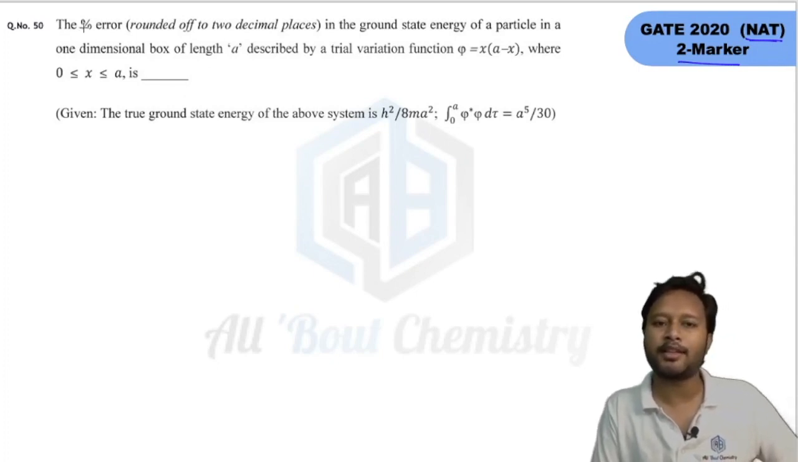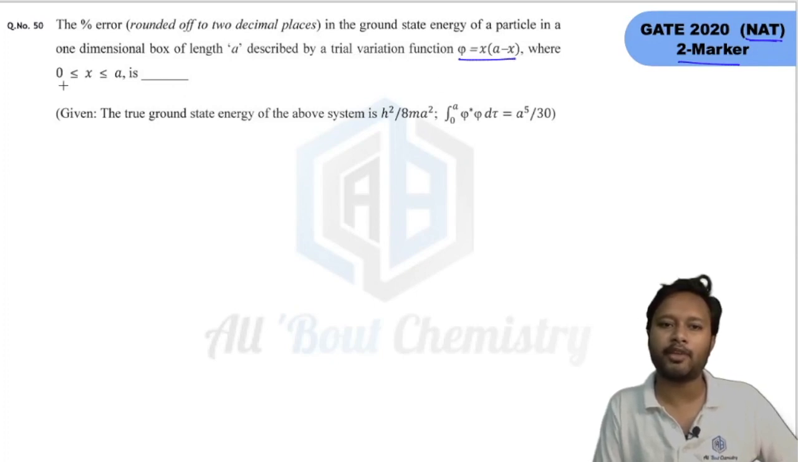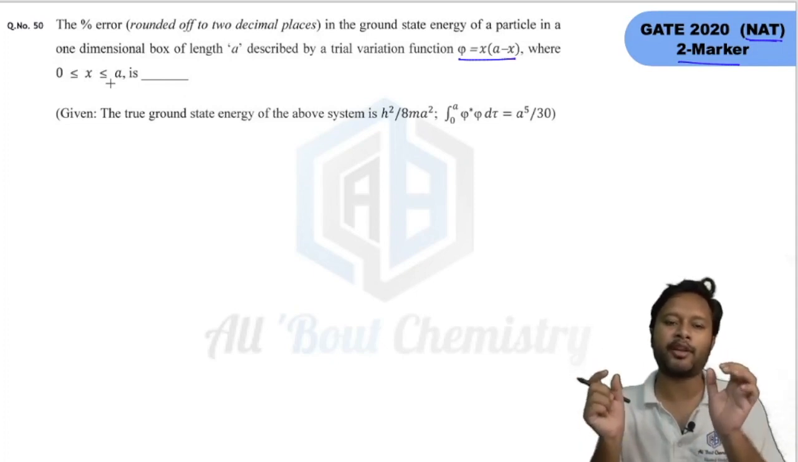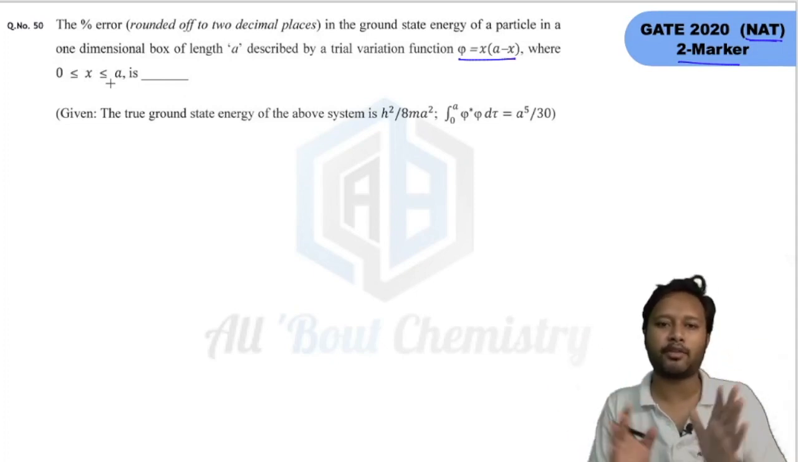So the question says: find the percentage error, rounded off to 2 decimal places, in the ground state energy of the particle in a 1-dimensional box of length a, described by the trial wave function. The trial wave function is given by this, where 0 is greater than or equal to x is greater than or equal to a. So basically they are telling that your x belongs to 0 and a. It is between the boundary of 0 and a.